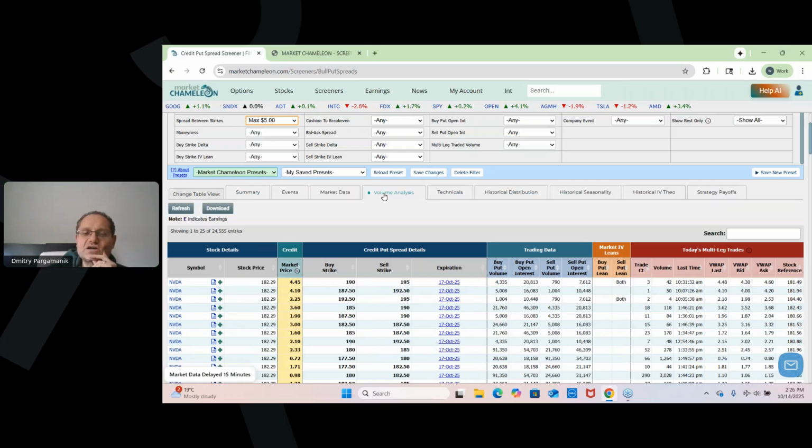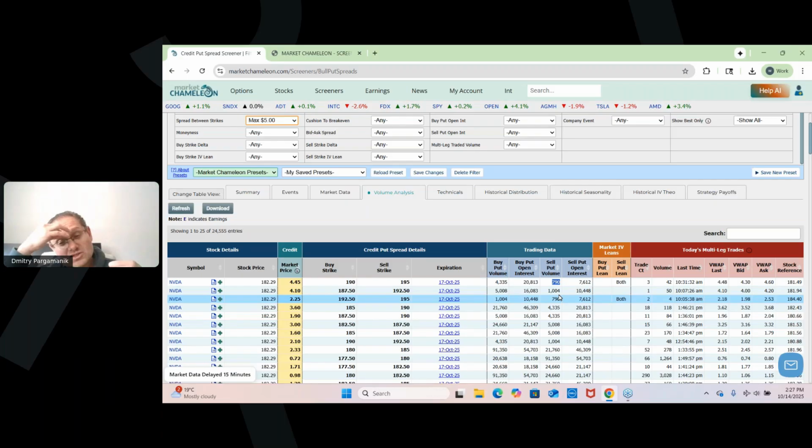And based on this volume analysis, if we go from left to right, this is the volume on each leg. This is the volume on the strike for the buying volume. These are the open interest. This is the volume on the sell side. So this shows us just the volume on each of those contracts.